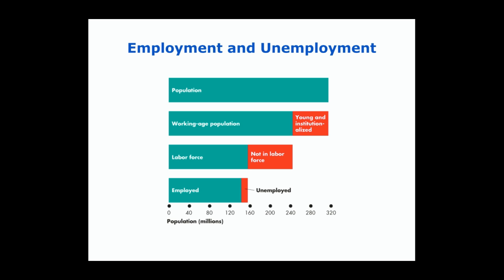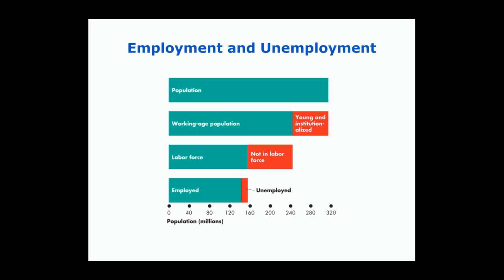And so here's a graphical depiction. We start on the top with the total population. We divide the total population into the working age population, all the people who can work, and the people who can't work, people who are too young, under 16, and people who are institutionalized in hospitals or prisons. The working age population gets divided into the labor force and not in the labor force. And the labor force, of course, includes both the employed and unemployed. And so one of the things you'll notice is that some of the people who are in the working age population are not in the labor force.